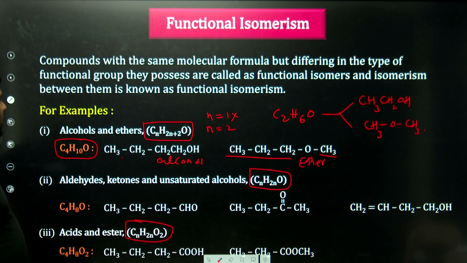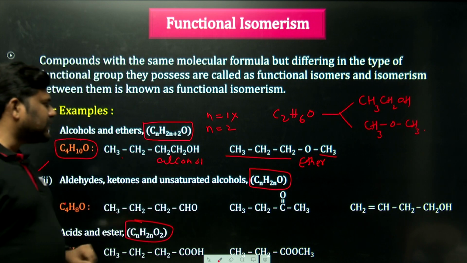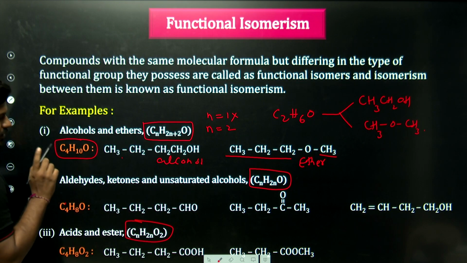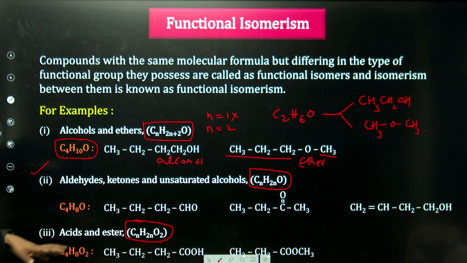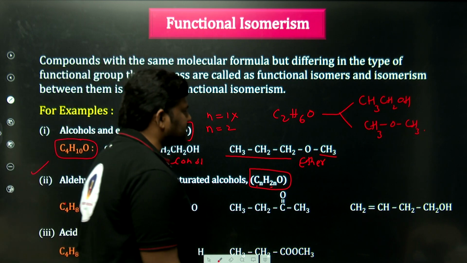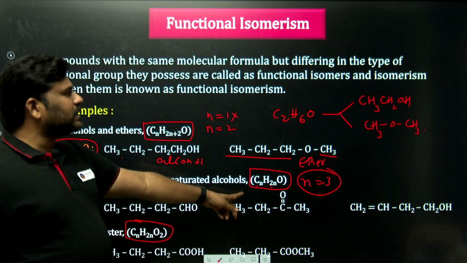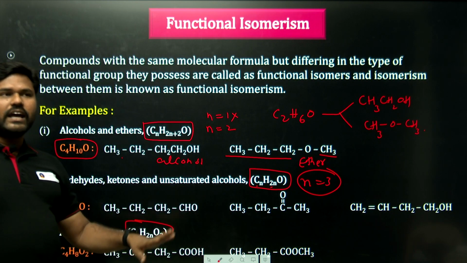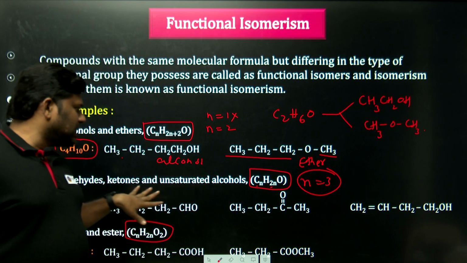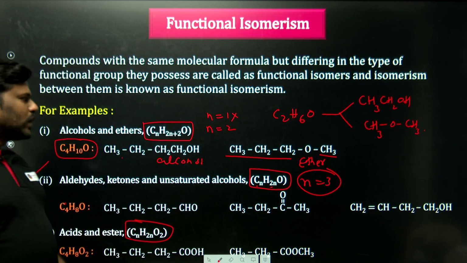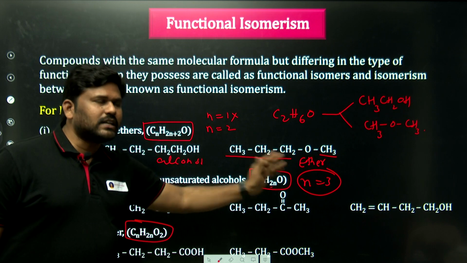First example done. Now we are moving to the second example: aldehydes, ketones, unsaturated alcohols. What is the formula here? CnH2nO. For ketone formation, a minimum of 3 carbons is required, so n is equal to 3 onwards. If you take n equal to 2, we can make aldehydes, but ketones we cannot make using 2 carbons. So the minimum carbons to show this functional isomerism is 3.